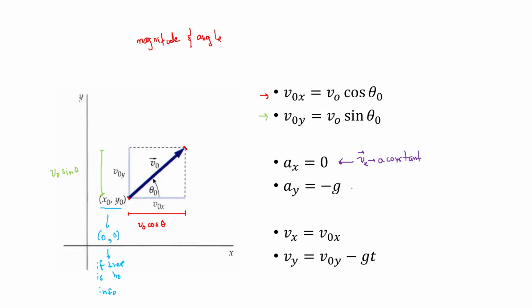Okay, and we're going to assume that gravity goes down all the time. Therefore, the negative sign over here. Okay, pay attention to this. Gravity always goes down, so we're going to take it as negative. Okay, the velocity in x is going to be constant. The velocity in y is going to be determined by the initial velocity and the gravity.